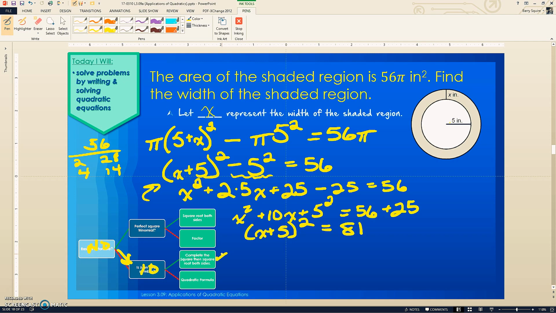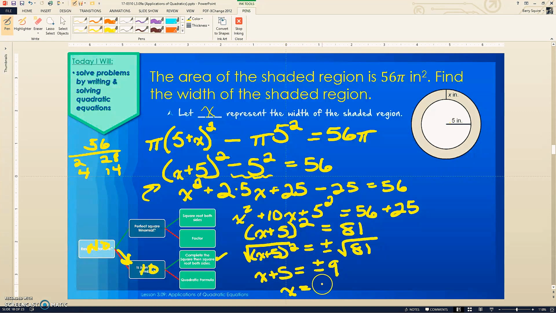Now we just need to take the square root of both sides. The square root of x plus 5 squared equals plus or minus the square root of 81. So the square root undoes the square, which is really nice. We can say x plus 5 equals plus or minus 9. Then if we subtract 5 from both sides, we get negative 5 plus or minus 9.